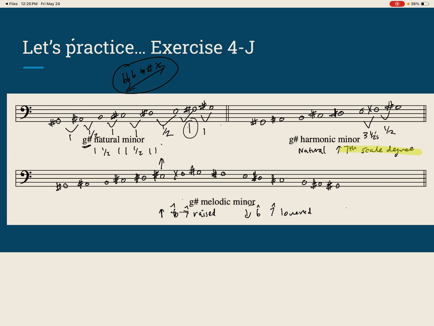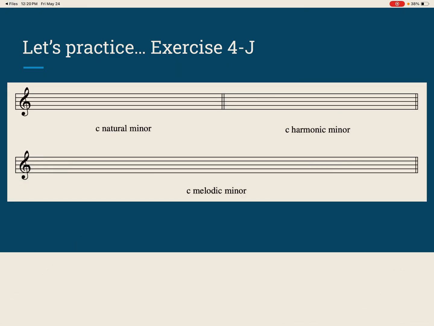Yeah, so that is your G sharp natural minor, harmonic minor, and melodic minor scales. I have a couple other exercises for 4J. So why don't I guide you through the natural minor and then give you the answers for harmonic minor and melodic minor.